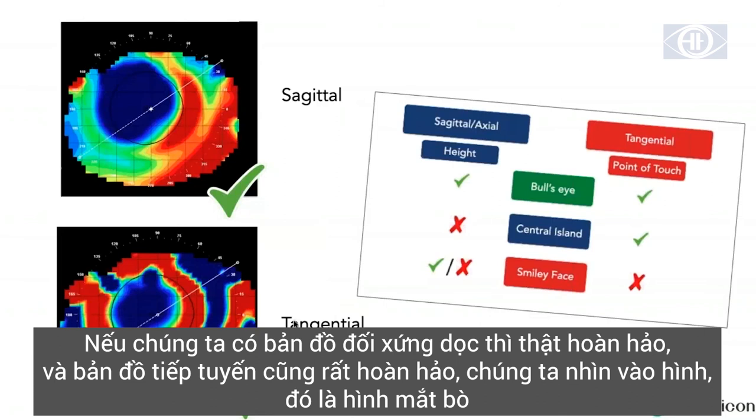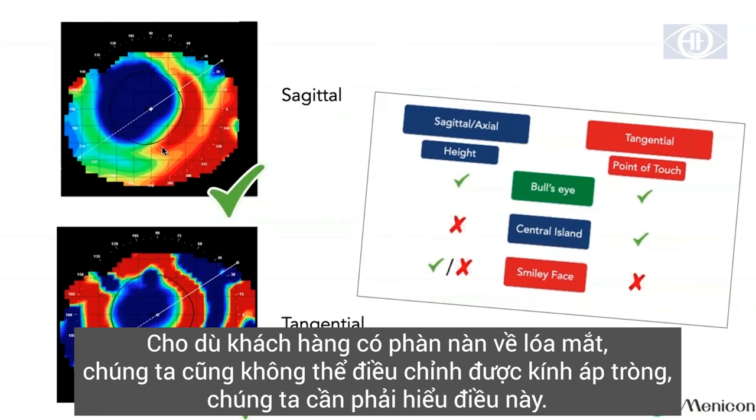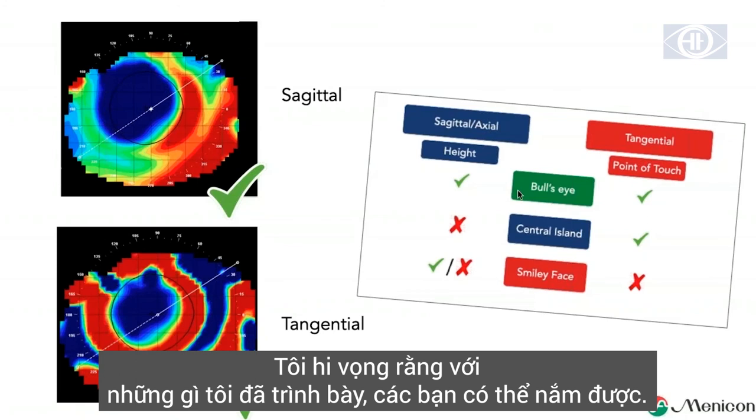So if we have a sagittal map that's perfect and a tangential map that's perfect, we look in our scheme. Oh, it's a bullseye. It's a good fit. It's a fit we cannot improve. The behavior of the lens is perfect. Even if our customer is complaining about glare or halos, we don't know what to adjust on the lens to solve it. So that's important to understand. I hope with all the things I explained, things fall into place.